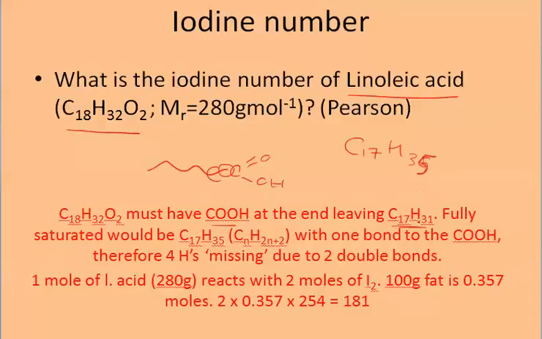35. So if I'm dealing with 35 but I've actually got 31, hopefully you can see that there's 4 missing, and with those 4 missing it means I must have 2 of these double bonds because there's missing hydrogens there like that. Then we get into our mole work and we can see that the answer is going to be 181.